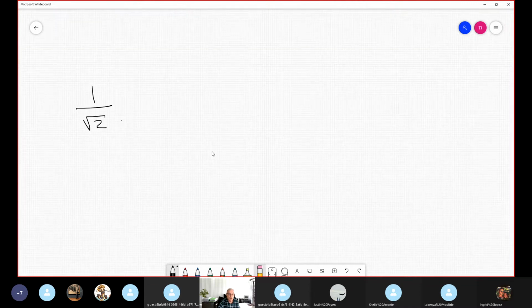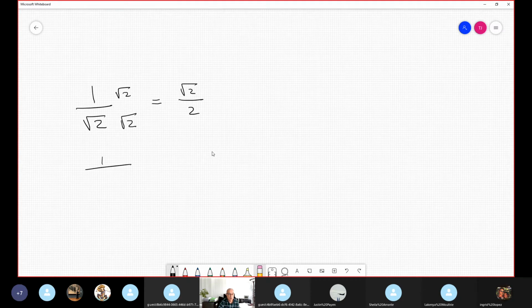Bueno, you create the small one, radical 2. Entonces in the top we have 1 times radical 2, que es radical 2 divided by 2. Así. Suppose que I complicate your life. I put cubic root of 2.